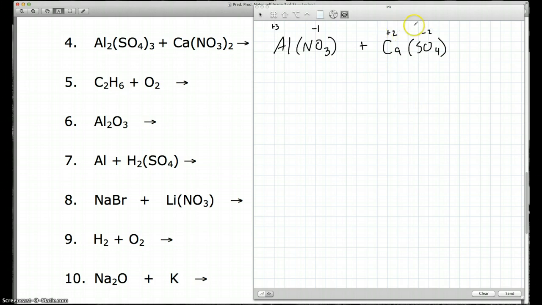So in this case, with calcium and sulfate, +2, -2, they cancel each other out. So we can just leave it like that. Here, aluminum and nitrate don't cancel out. So I'm going to take that 3 and I'm going to put it outside the parentheses.